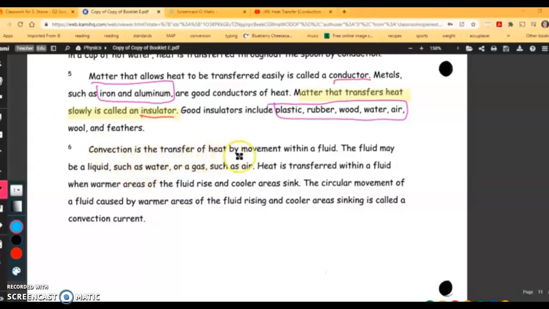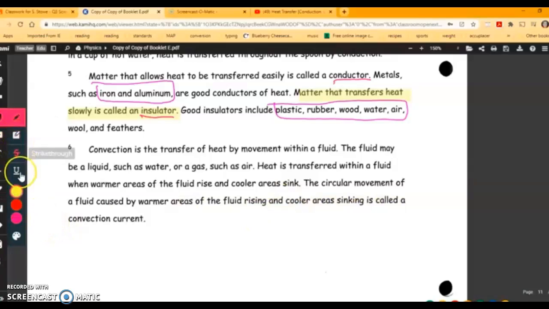Convection is the transfer of heat by movement within a fluid. The fluid may be a liquid, such as water, or a gas, such as air. Heat is transferred within a fluid when warmer areas of the fluid rise and cooler areas sink. The circular movement of fluid caused by warmer areas of the fluid rising and cooler areas sinking is called a convection current.